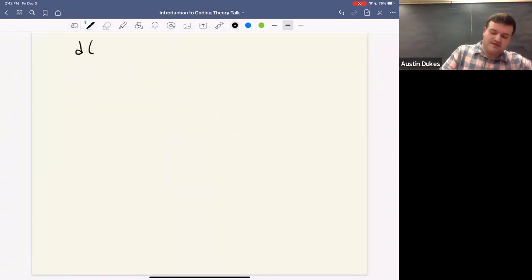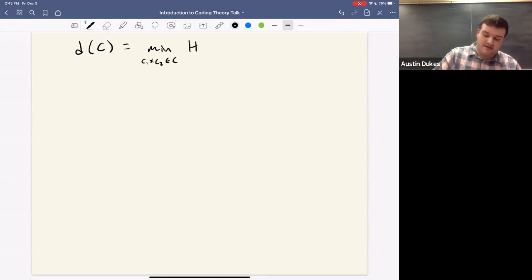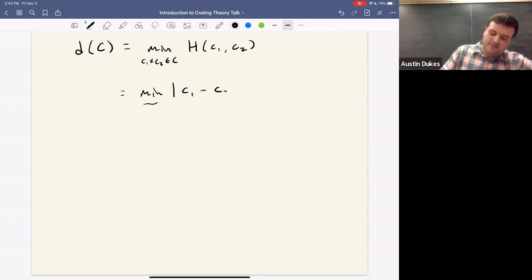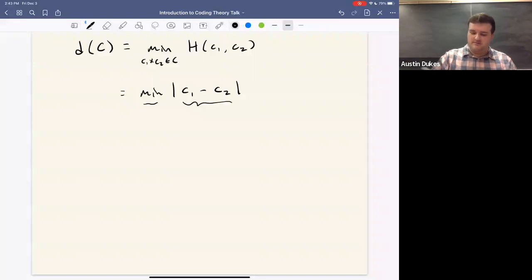In particular, the minimum distance of C, we said, is the minimum over distinct code words in C of the Hamming distance between C1 and C2. Another way of writing the same thing as on the other slide, it's the minimum of the weight of the difference between them. And I know that when C is linear, this difference is still going to be a code word of C. For an arbitrary code, the difference is not guaranteed to still be a code word. It's definitely a vector of the same length, but it's not guaranteed to be an element of C. For a linear code, that is guaranteed.